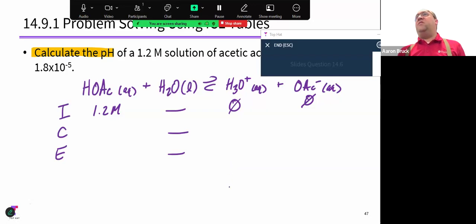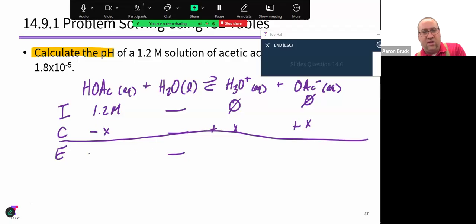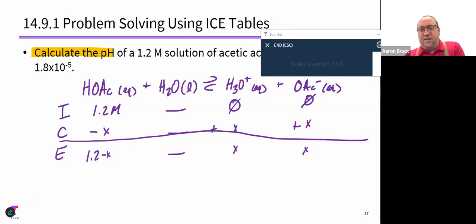So, pretty obvious which direction this is going to go. We're going to add products. So we're going to add some measure of hydronium, some measure of acetate, and we're going to lose some amount of acetic acid. So at equilibrium, our concentrations are going to be 1.2 minus x for acetic acid, x for hydronium, and x for acetate.